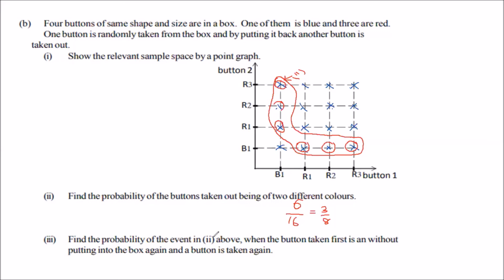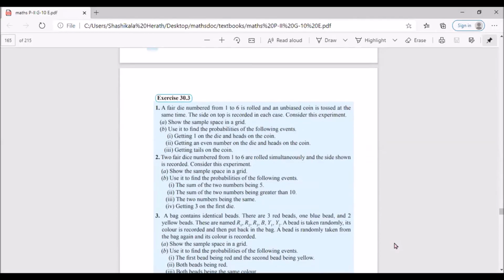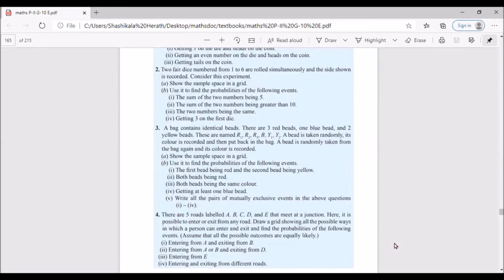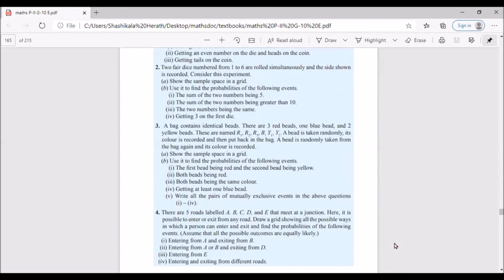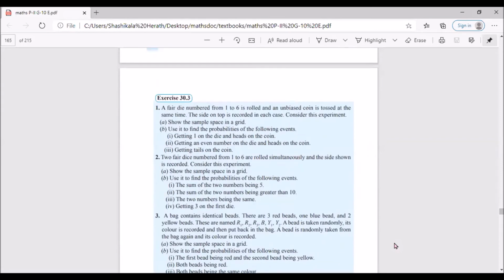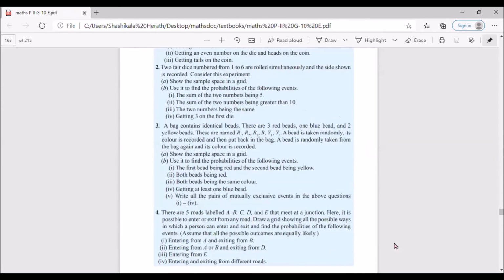Okay, this question is from grade 11. Now take out your textbooks. Exercise 30.3, third question. Try to find the answers to the third question.